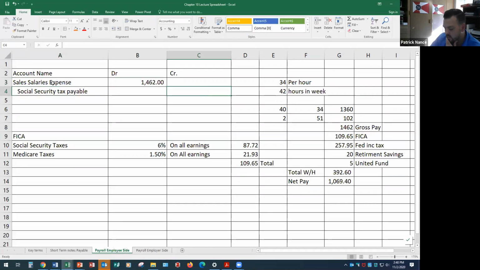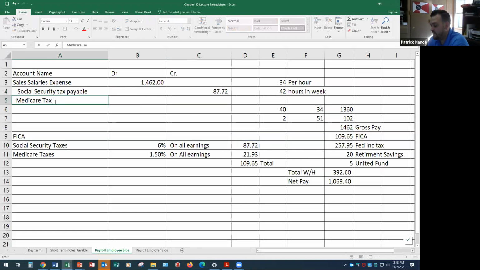And it's a payable because while it's withheld from the check, it's not remitted immediately. As soon as the company withholds it from the employee's paycheck, it is owed to the federal government. So we book it immediately as a liability to show that it is not our money, it is immediately a liability to the federal government. In this case, Social Security was $87.72.